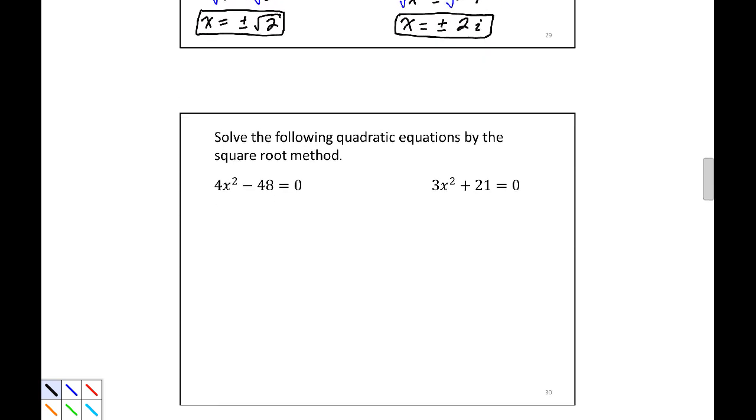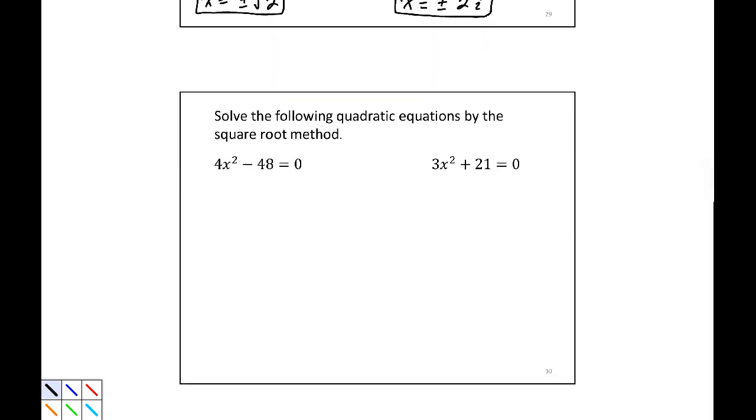The next two examples, we need to first isolate or get a constant. Isolating the x squared term is our goal, or our squared term. So for the first of these, we will add 48. So that will be 4x squared equals 48. We've isolated a constant. We have our x squared term now we can work with. Divide by 4. So that x squared equals 12.